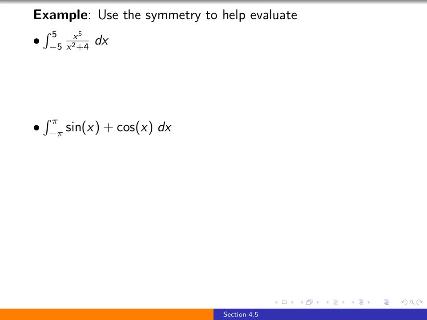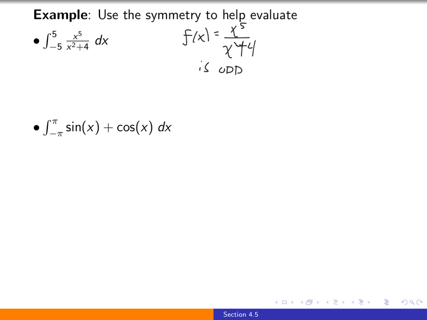If we think back to a bunch of previous examples where we've checked functions to be even or odd, having x to the 5th, which is odd by itself, over x squared plus 4, which is even, is going to result in an odd function. So let me just note that the function f of x equals x to the 5th over x squared plus 4 is odd.